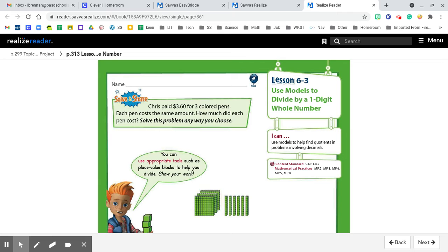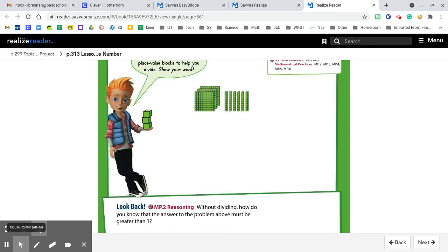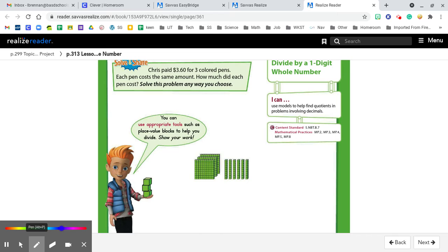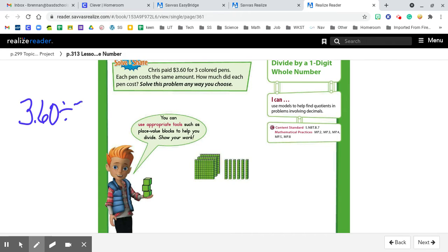So Chris paid $3.60 for 3 colored pens. Each pen cost the same amount. How much did each pen cost? Use any method to solve the problem. I will probably write out the problem, $3.60 divided by 3.